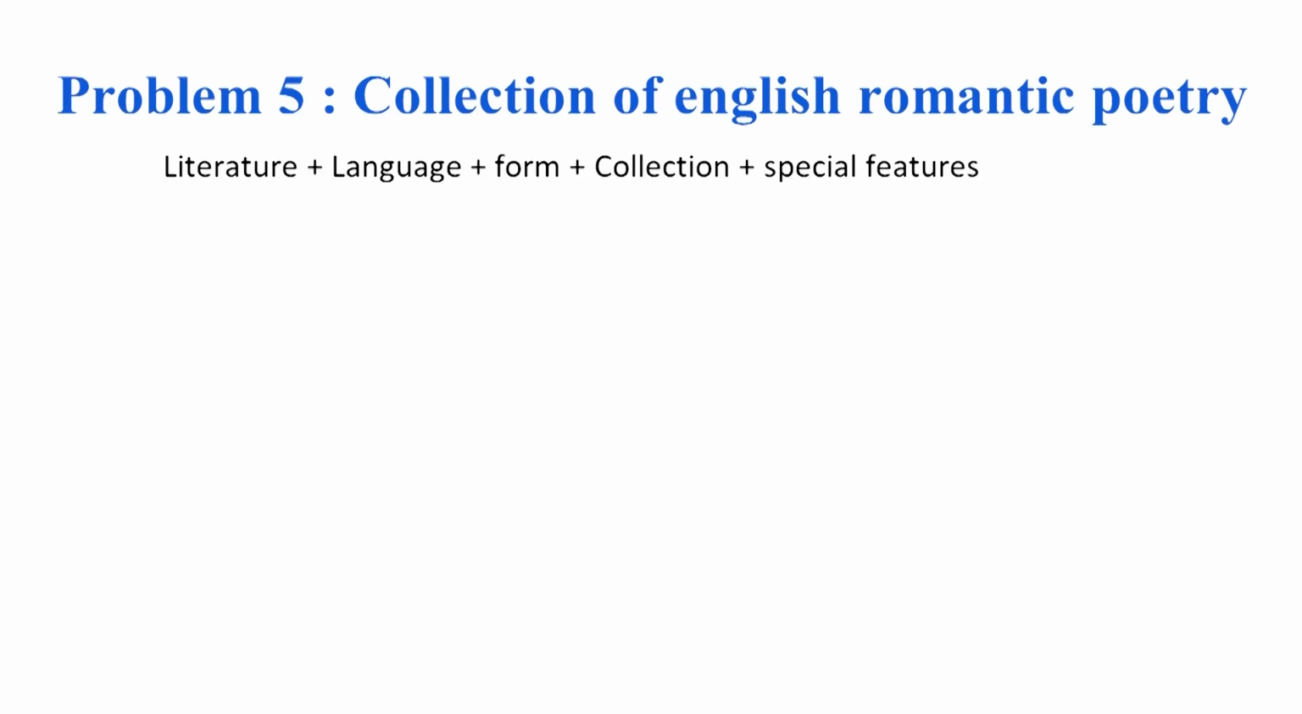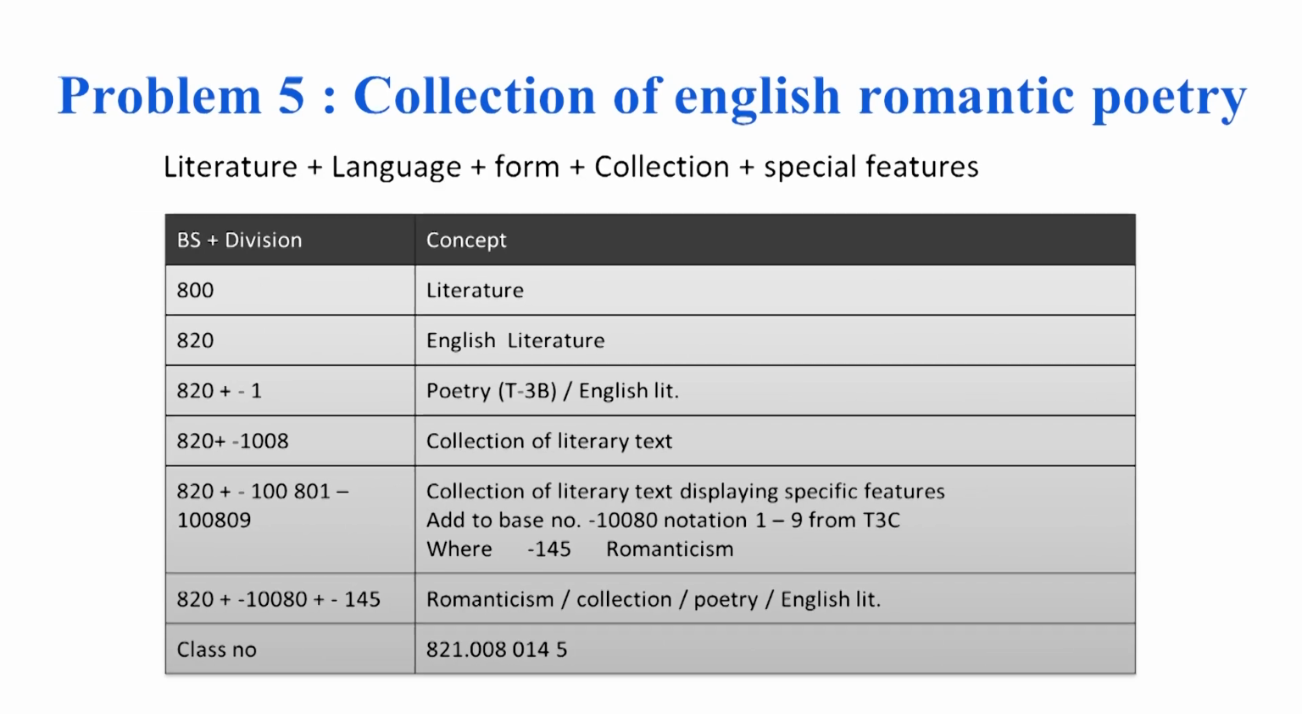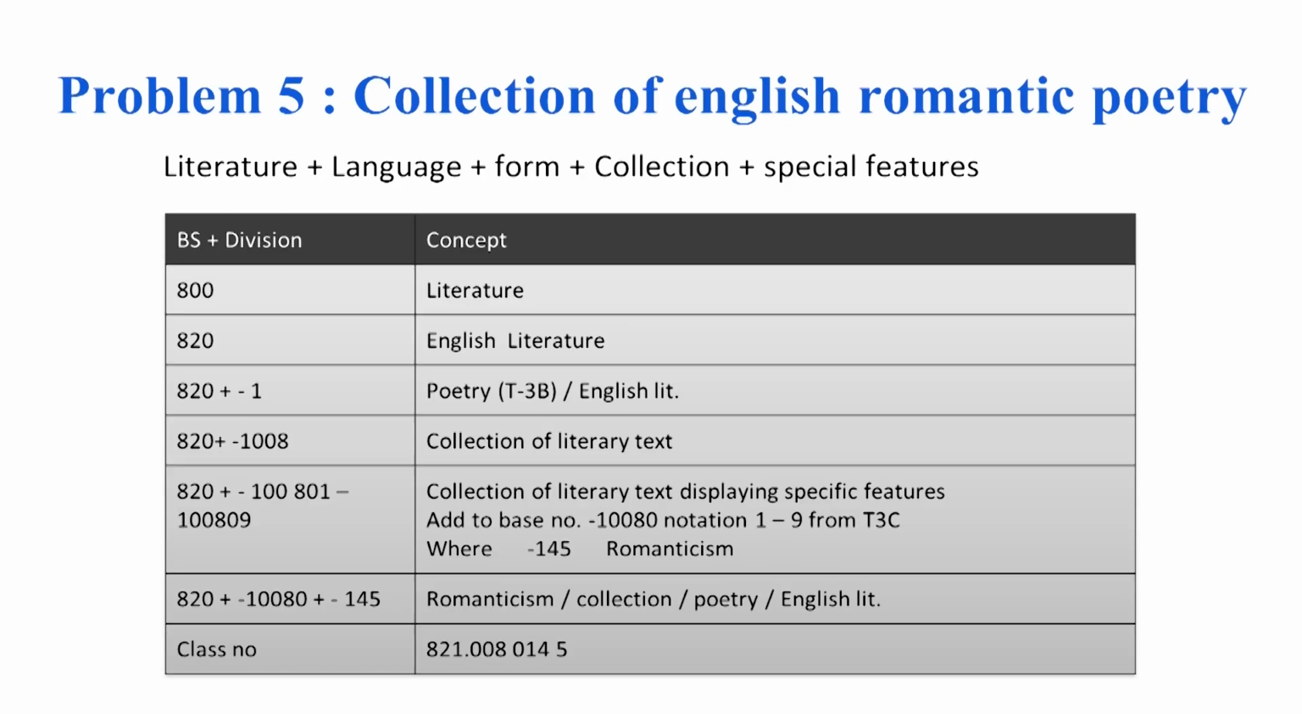Next example, collection of English romantic poetry. Here the components are literature, language, form, collection and special features. So 800 means literature, 820 means English literature, then 820 plus -1, this is poetry taken from table 3B. That means totally it is poetry of English literature. But we again want the collection, so we have to search again.